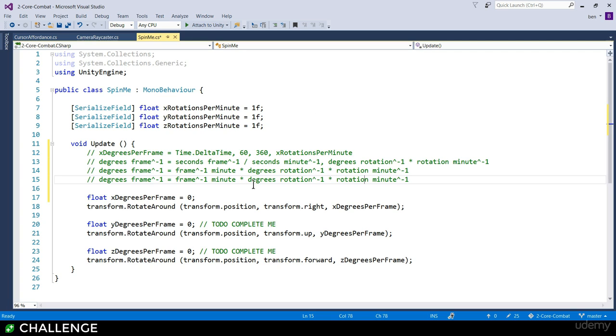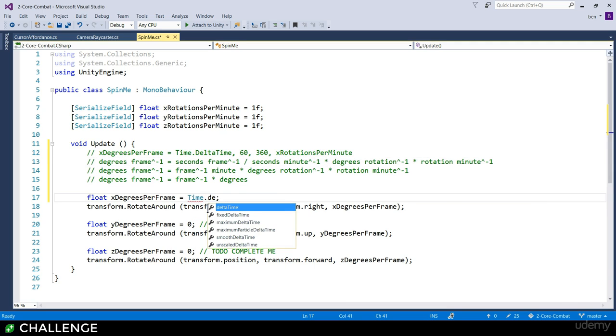the rotations cancel here, and the minutes cancel here and here, and we end up with frames to the -1 times degrees, which is the same as degrees per frame. We're good. So we know that this is divide, this is multiply, and that's multiply. Because we already kind of wrote it out at the top, we're pretty much home free.